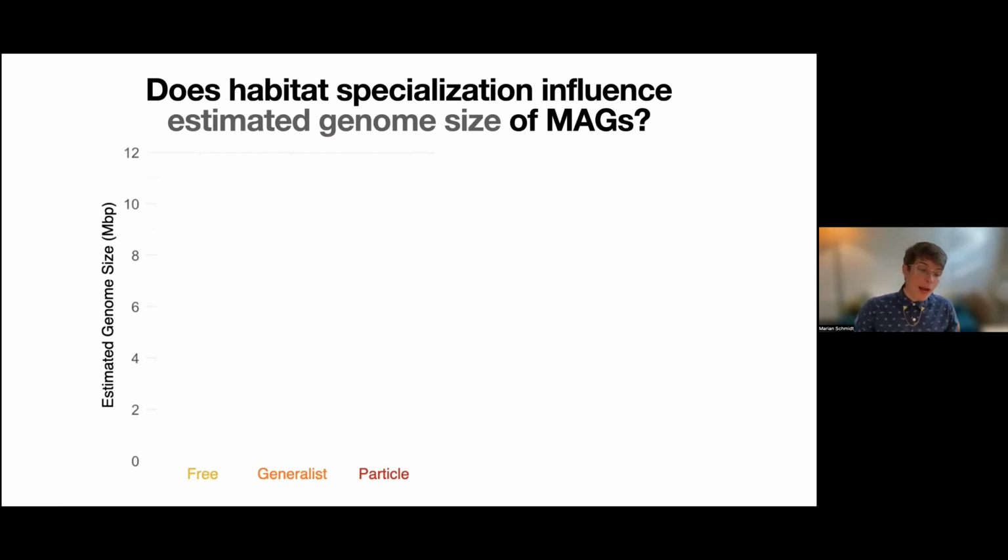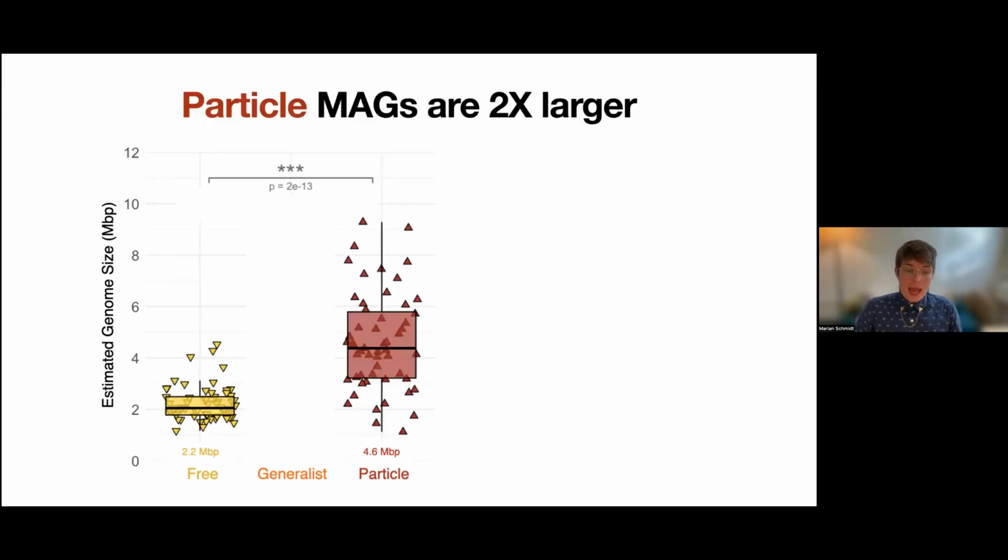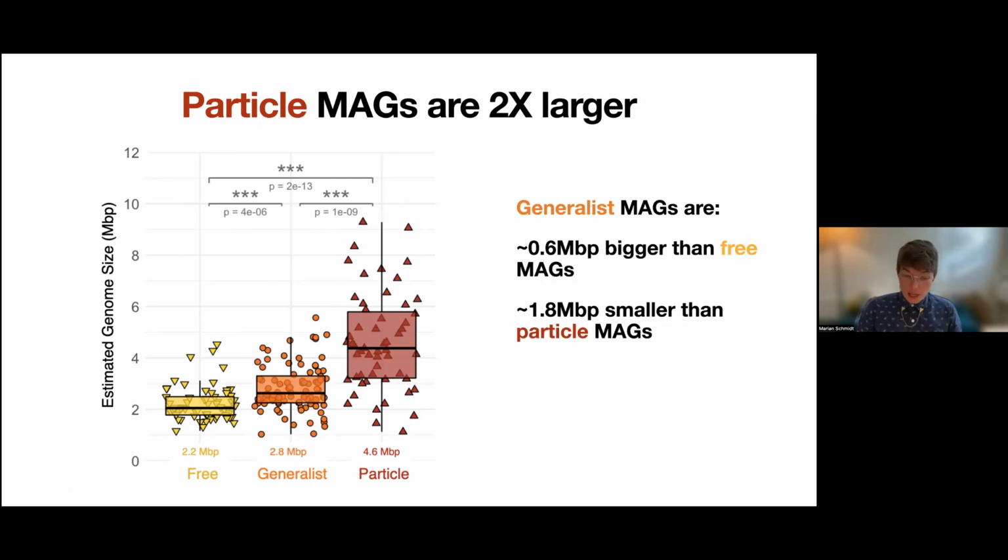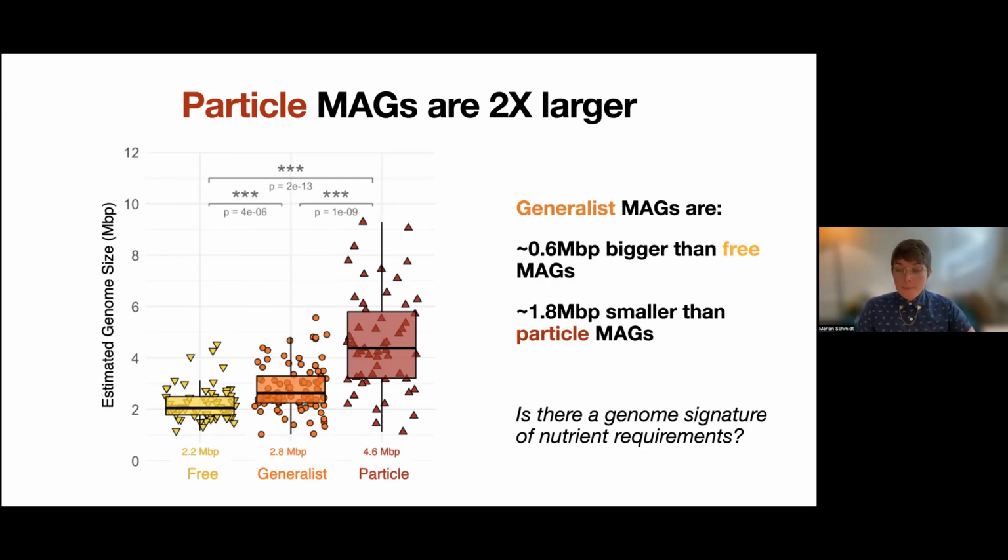And so here on the y-axis is the estimated genome size from the metagenomic data. And what I found was that particle MAGs are 2 times larger. Free-living tend to be around 2 megabase pairs, and then particles tend to be around 4.6 megabase pairs, albeit with lots of variation. And then there are the generalists in the middle.